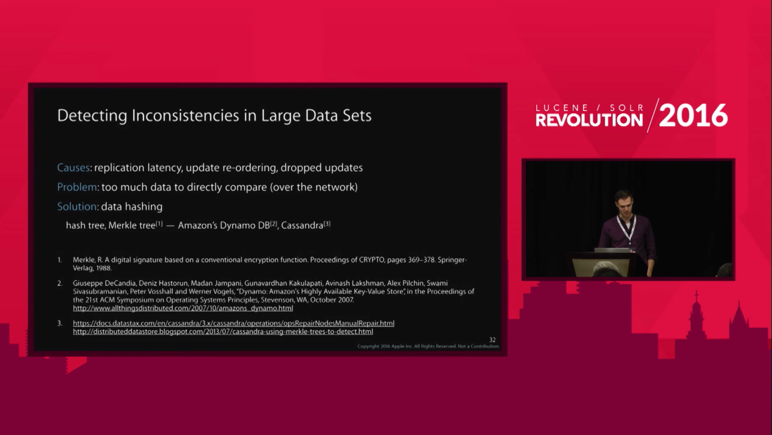This all relies, of course, on the fact that we can actually diff large data sets. This is a non-trivial problem, but it is a well-known problem, and there's a lot of literature on it. But there are all sorts of reasons why you could have differences in replicated data sets. I listed a few: replication latency, update reordering, dropped updates, things that are actually problems. The problem, obviously, is that it's very difficult to compare those two things, especially over the network. If I have a terabyte of data, I can't just transfer it every 2 minutes to some other node so I can do a full diff.